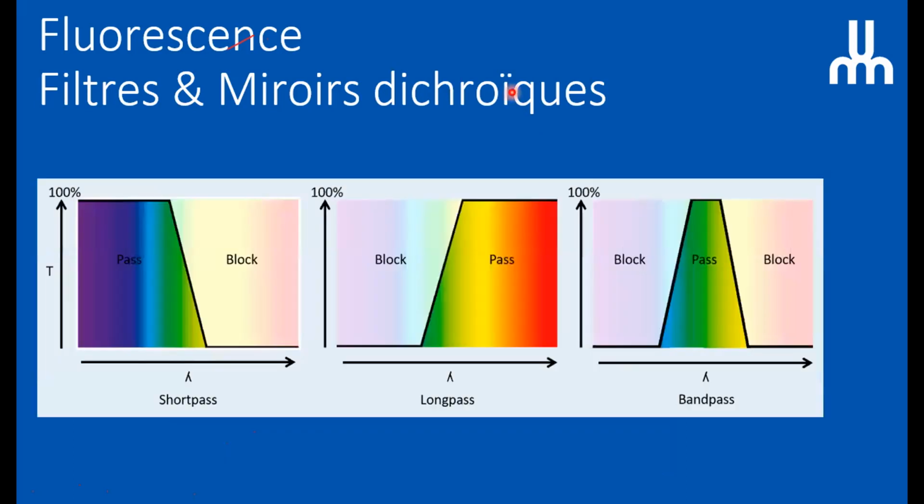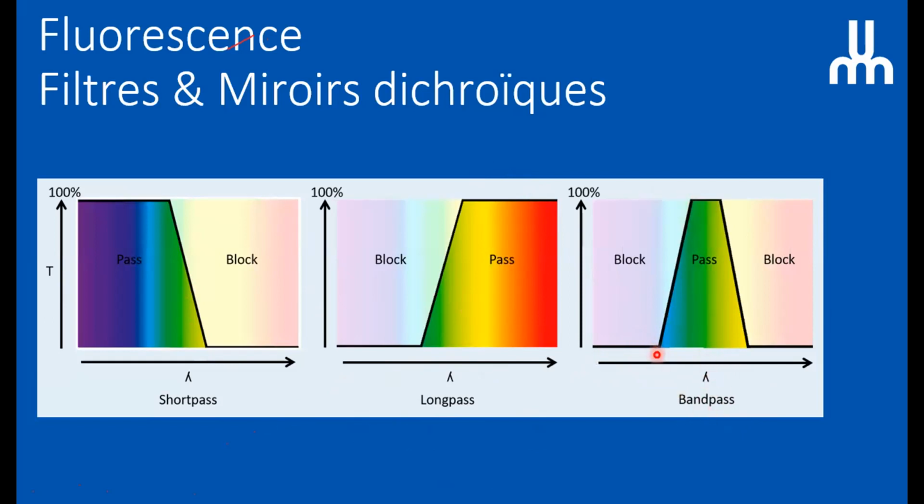If you represent this in a graph where you have wavelength here and transmission here, this is a short pass filter. You see that all the light of shorter wavelength goes through. It's transmitted by the lens or the filter. All the light that is higher than this value here is blocked. You can have a long pass filter, which is basically the opposite. And you can have a band pass filter, which is kind of a combination of both, where you just have a center and a width that is transmitted.